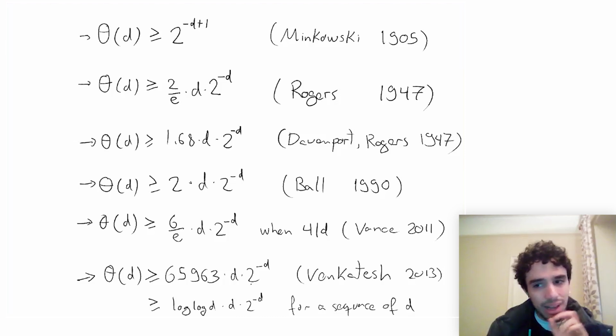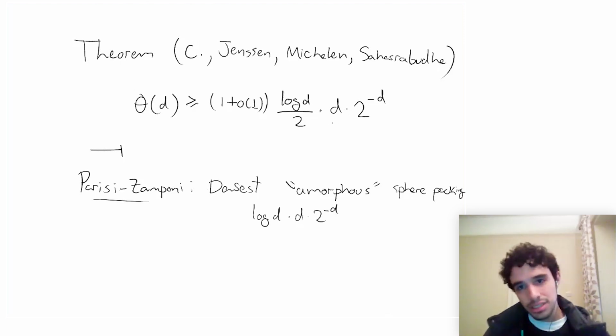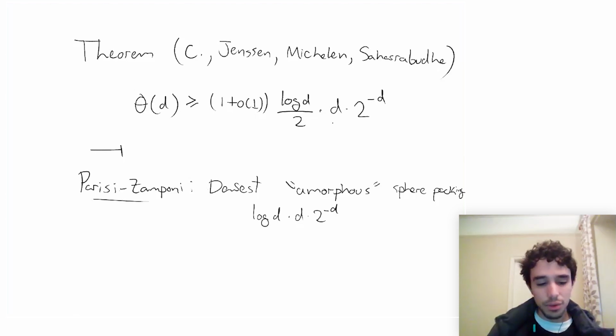And so our result is this. We show the first asymptotic improvement for all dimensions over Roger's result. So we show this log d over 2 thing in front of d 2 to the minus d. And our result doesn't use a lattice.